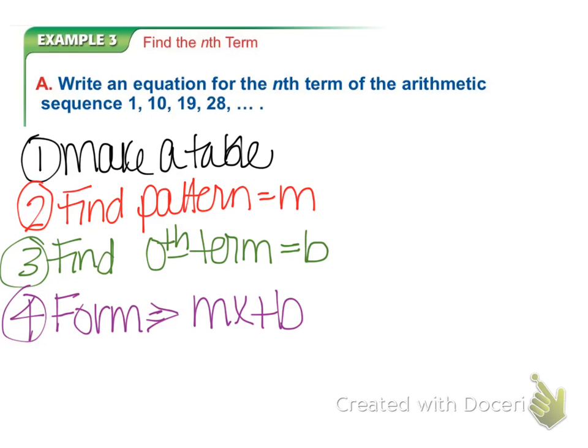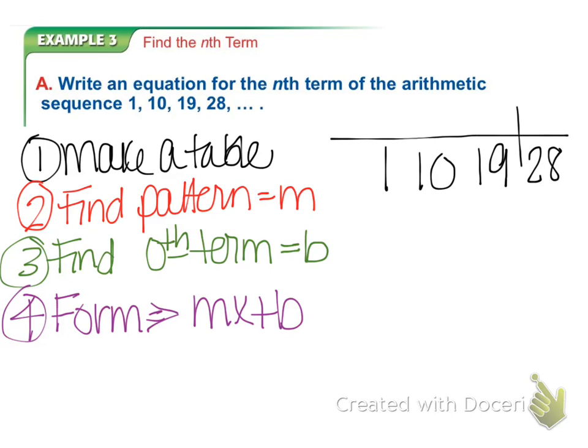Okay, here we go. We're going to make a table. So we have 1, 10, 19, and 28. Make those into a table of values. The 1 is the first term in the sequence, so that gets a 1. The 10 is the second term in the sequence, so that's a 2, and then so on and so forth, 3 and 4.